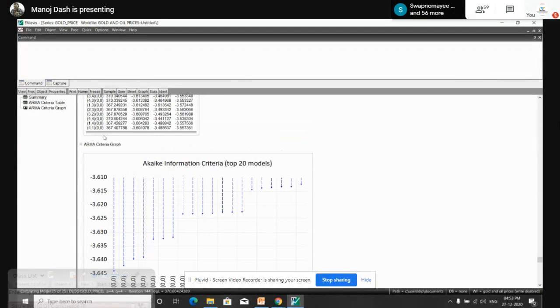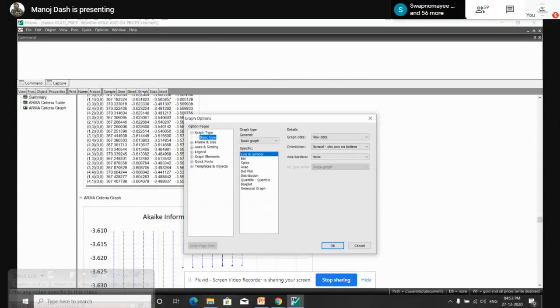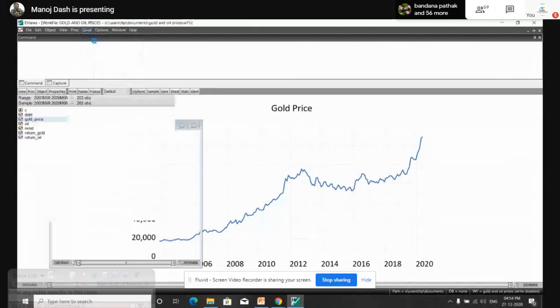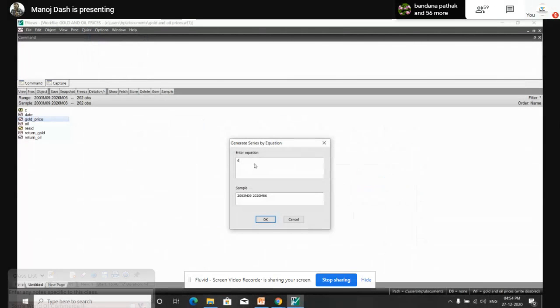Okay. Now if you go to the graph, this is the actual series: stationary or non-stationary? Which one? First, you have to convert the data into stationary. Go to Quick, Generate Series: D gold price equal to D of gold price.